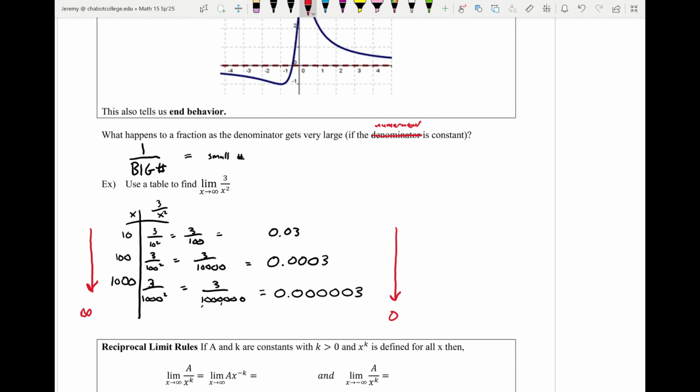So as x approaches infinity, f of x appears to approach 0. So that's why I'm going to say that this limit, as x approaches infinity of f of x, which is 3 over x squared, this limit is equal to infinity.